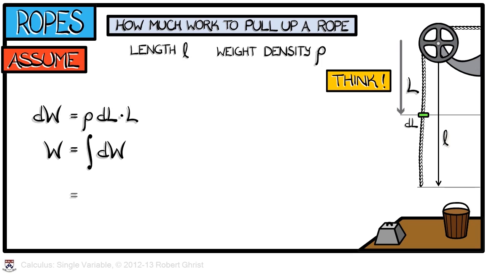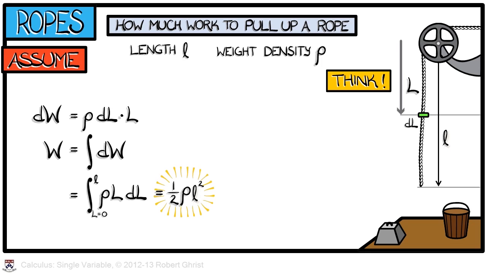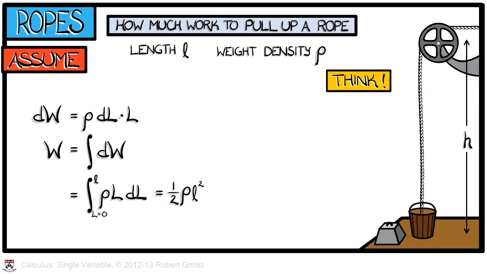To get the work, we integrate this work element. That's a simple integral going from 0 to little l. It gives us 1/2 rho times little l squared. Now, we've assumed that that rope just hangs off the edge. What if the rope were a bit longer? Let's say that there's a table, a height h from the pulley, and there's a long segment of rope that maybe rests in a bucket at the bottom. How much work would be done in this case?